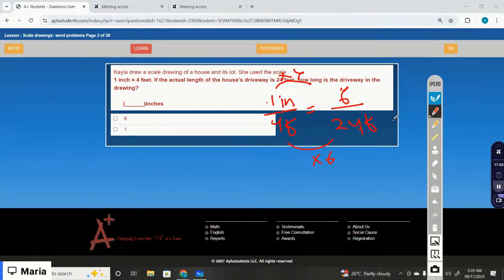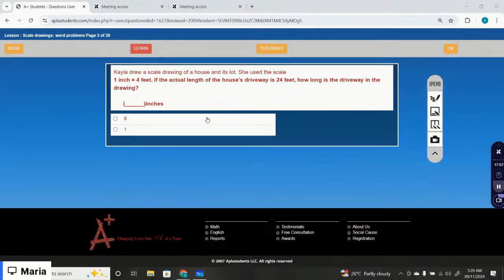Option number 1 is the correct option. It would be 6.